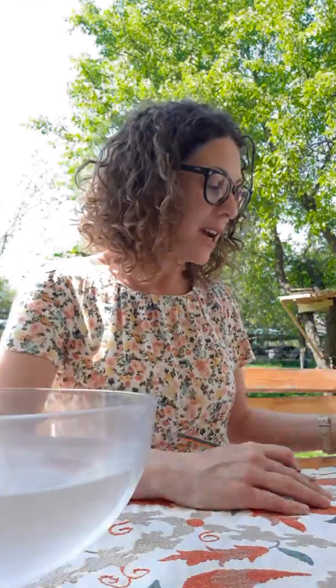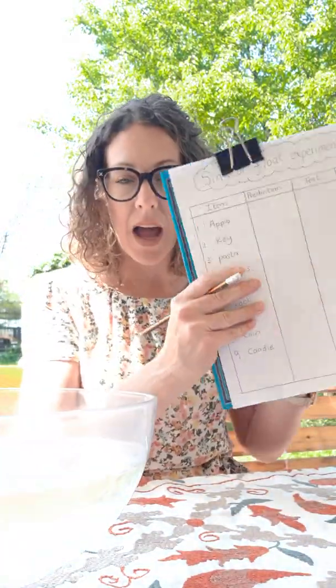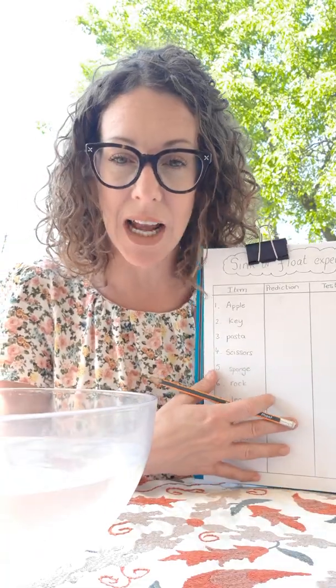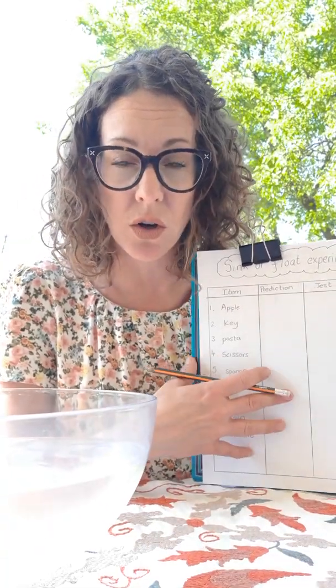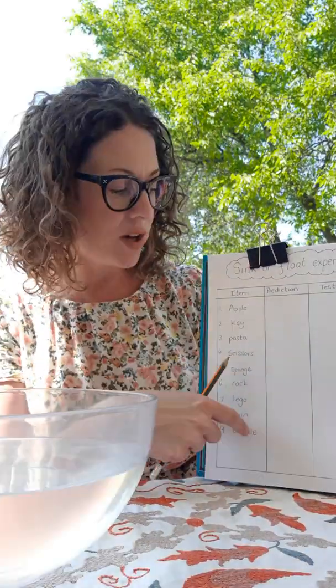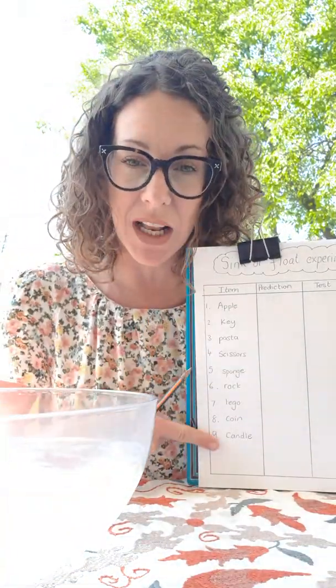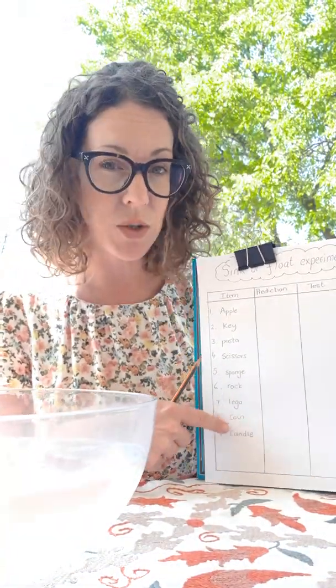Now, these are the things we're going to test. But first, I'd like you to make a prediction. You'll have a worksheet like this on Google Classroom, so you can use that one or you can create your own. In the first column, you need to write the items you've collected. Try and get 15 altogether.